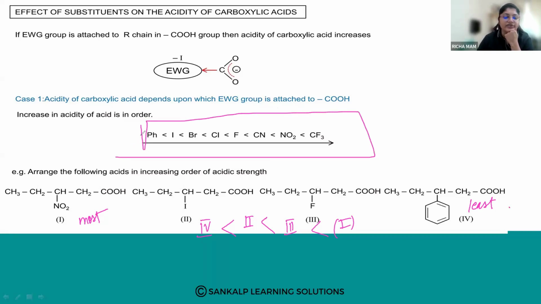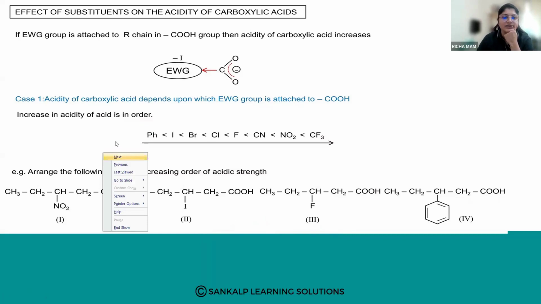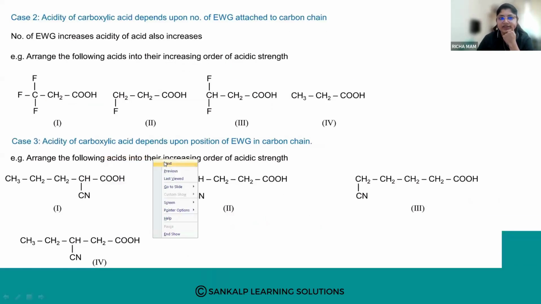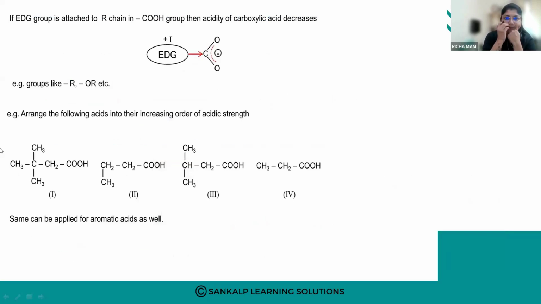So this was the first factor which we have discussed. So depending upon the withdrawing groups, the strength is decided. So these three concepts, three cases we have studied. So next is: direct attachment of the phenyl or vinyl group to the carboxylic acid increases the acidity of carboxylic acid due to resonance effect.